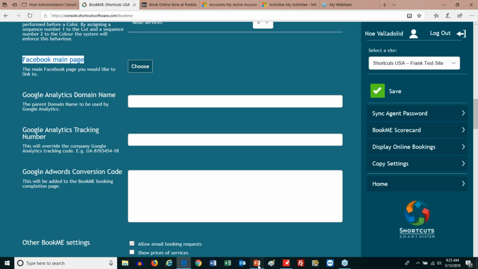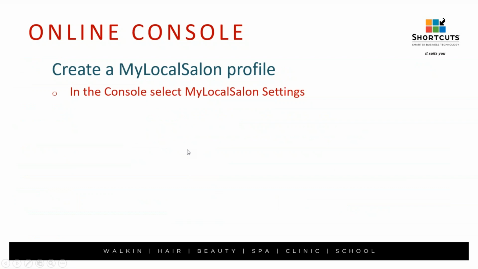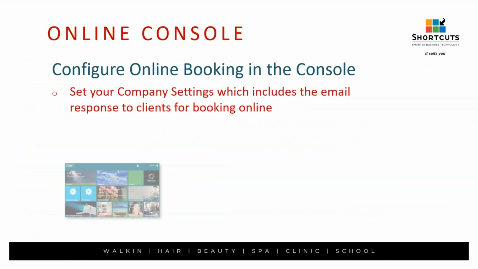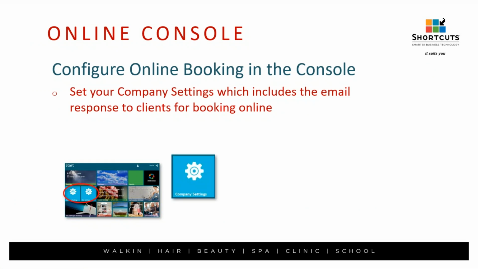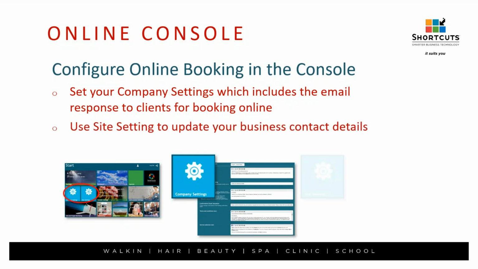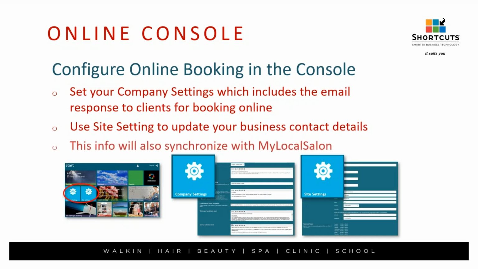So we'll pause for a moment and we'll go back into our slideshow because this starts to catch us up to where we are. So in the console: company settings, site settings, and Book Me settings. Those are all the important things to start to configure when you go into the console. Those are the big three. Company settings, where you put in your instructions, site settings, where you update your business contact information, and of course, online booking.